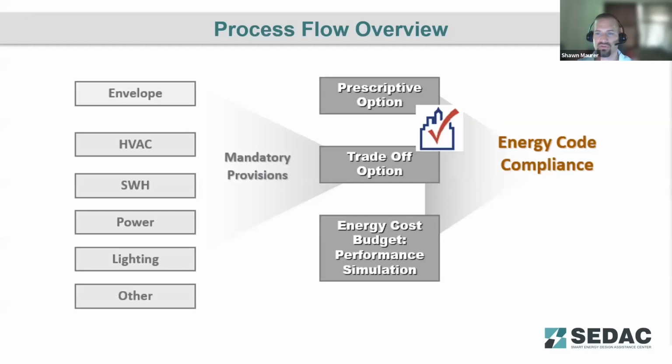Just a process overview of how COMcheck works. It takes the mandatory provisions from the envelope, the HVAC sections, water heating sections, power, lighting, and other sections of the IECC and ASHRAE codes, and puts them into a compliance software program that allows you to conduct trade-off analysis or direct analysis of the prescriptive options for the code. COMcheck does not allow you to do energy cost budget analysis through the performance path. It is simply a program to do the trade-off UA compliance path using the prescriptive options in the energy code.